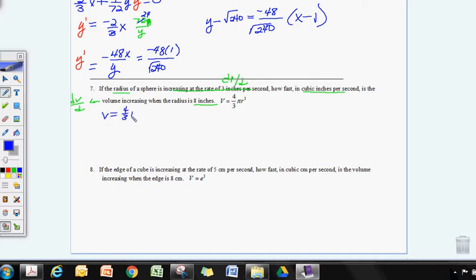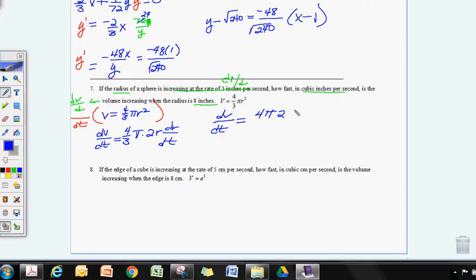4/3 pi r cubed. I take the derivative with respect to time. So I'm writing that one out for this first one, so you can remember. So I get dv dt would equal the 4/3 and the pi are coefficients. Now 3 times r squared dr dt. So now it's just a matter of plugging in the numbers that you know versus the number you want to find. I want to find dv dt. So I have 4 and pi and 3, and the radius is 8.